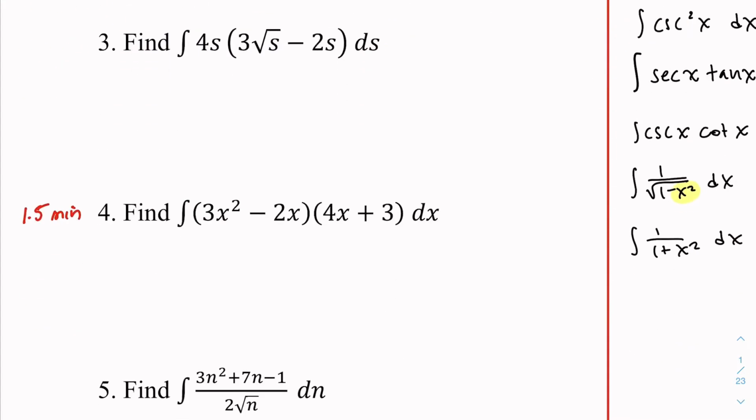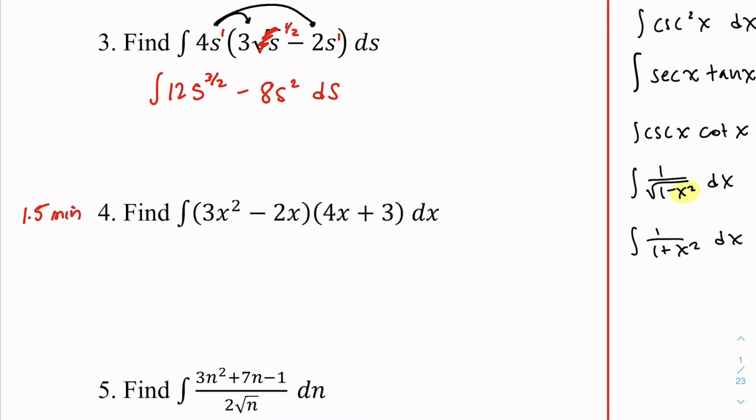Okay, for number 3, we can't apply the power rule unless we take care of this multiplication first. So let's distribute. And in order to multiply s and square root s, I need to make my exponents visible. This will become s to the 1/2. So now when I distribute, 4 times 3 gives me 12. S to the 1 times s to the 1/2, we add the exponents, gives me s to the 3/2, minus 8, and then s times s is s squared.